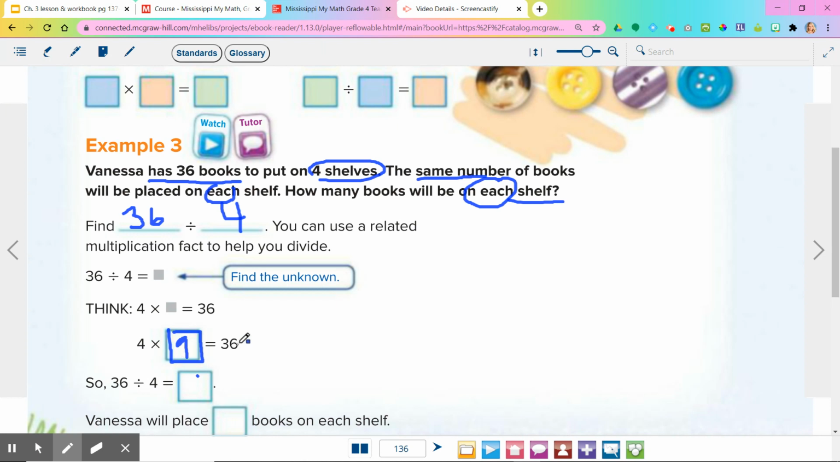So if 4 times 9 is 36, and we have our 36 as our dividend and our 4 as our divisor, we know that the other number that's left is 9. 9 times 4 equals 36. So Vanessa will place 9 books on each shelf.